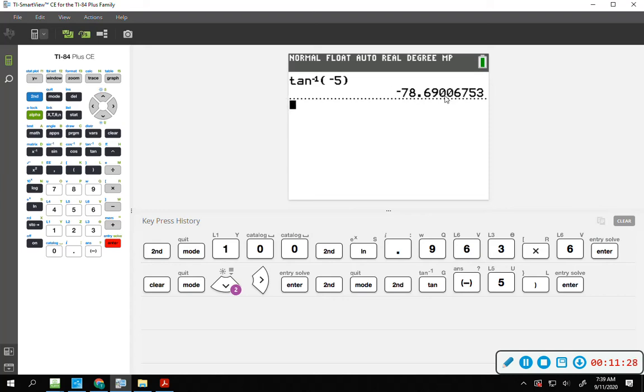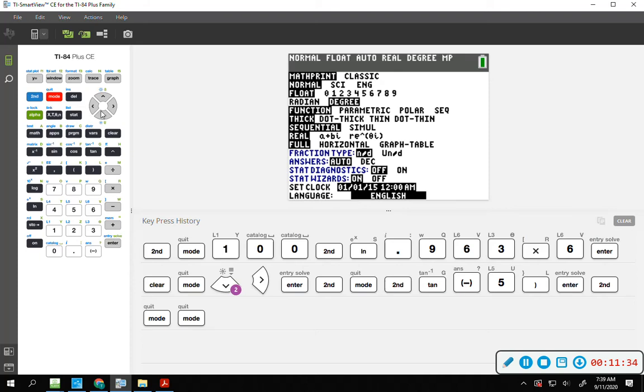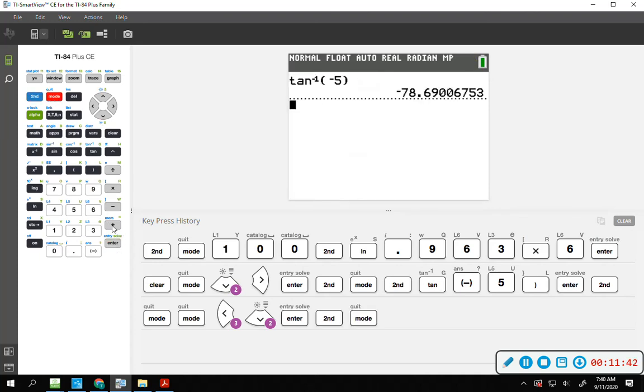To convert this, I don't have to retype it in. I just have to go second mode. I have to go mode. Go back to radian mode. Hit enter. Second quit. And when I'm back to the home screen, just hit enter again. It will take the last thing that you plugged in. There it is in radian mode. You don't have to retype it in. Just hit enter. Okay? There are the two answers.